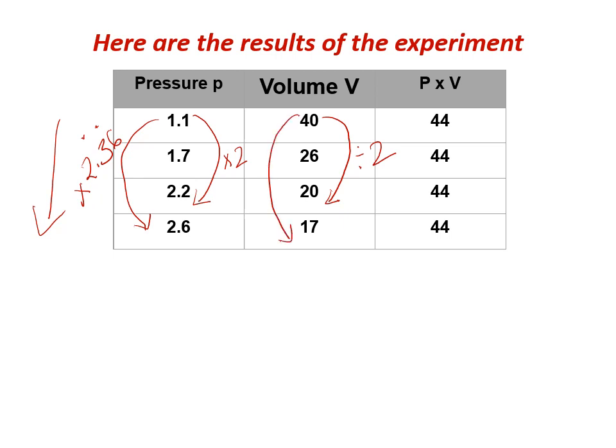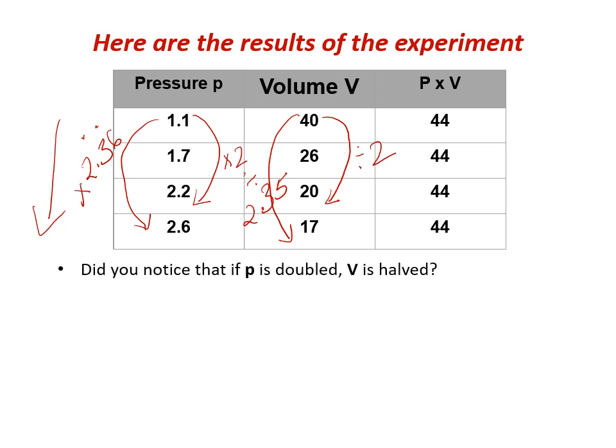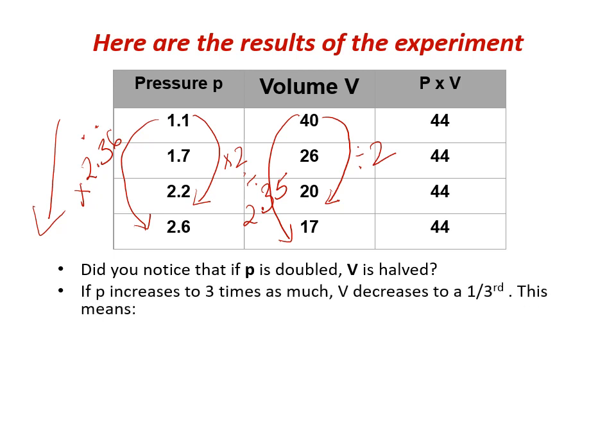Let's see what has happened to the volume. 40 became 17, which is perfect. It has also gone down by a factor of 2.35, which is almost the same. So when pressure increased by a factor of 2.35, volume went down by a factor of 2.35. So yes, we did notice that when P doubled, V became half.